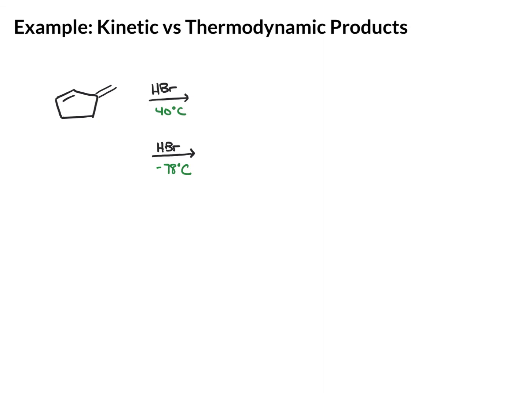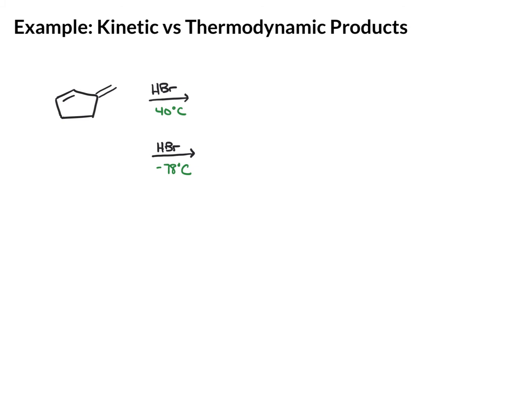In this example, we're given a conjugated diene and we're reacting it with HBr, but we're considering two different reactions and we want to figure out the products of each. So what are the products if we react this starting material with HBr at 40 degrees Celsius, so a higher temperature, versus what are the products if we react the same starting material at a low temperature, minus 78 degrees. So we want to figure out what we're going to get under each set of circumstances.